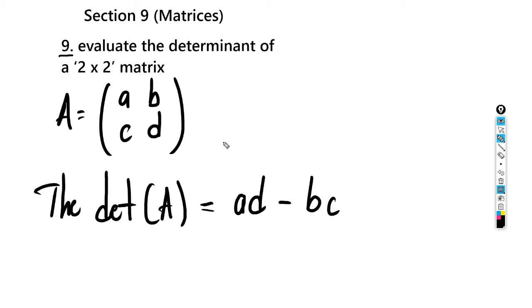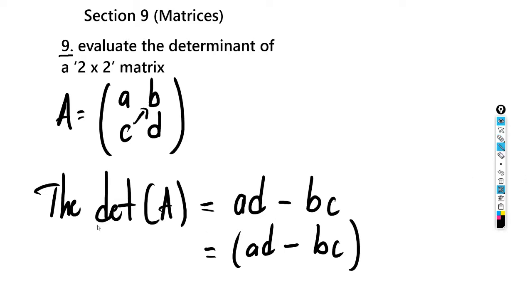Let's see what's going on here. Basically, you multiply the main diagonal, so you multiply A by D. Then you subtract the other diagonal, which is B by C. A very simple thing, right? So you should get AD minus BC. This is the determinant of this 2 by 2 matrix. Not too hard. This is pretty much a definition here.